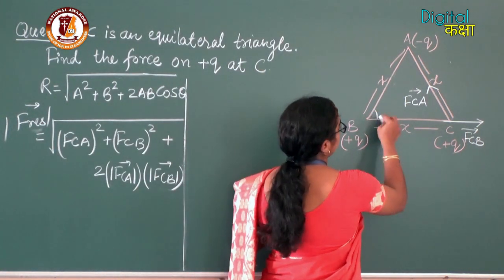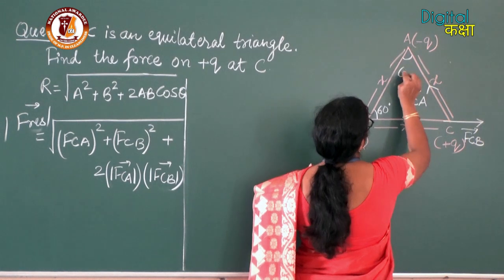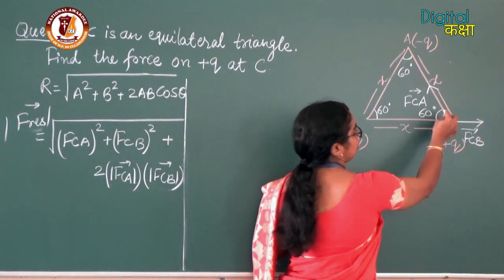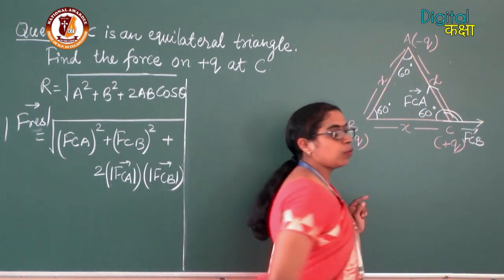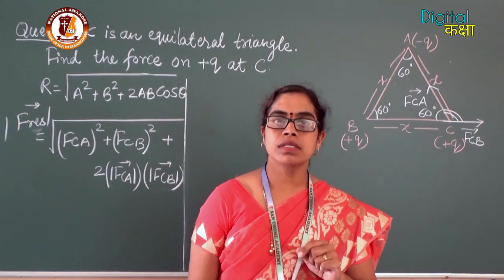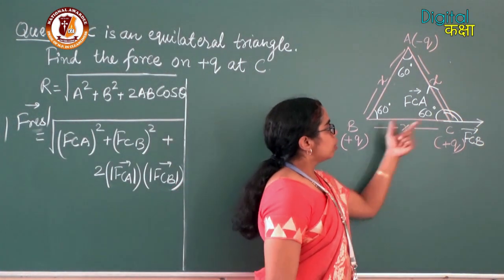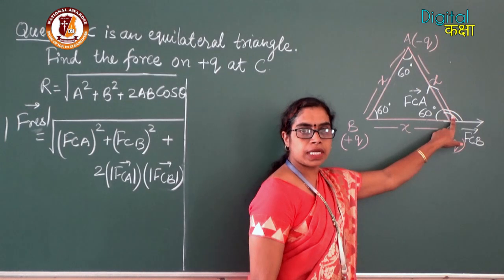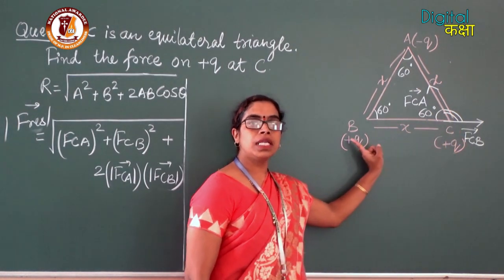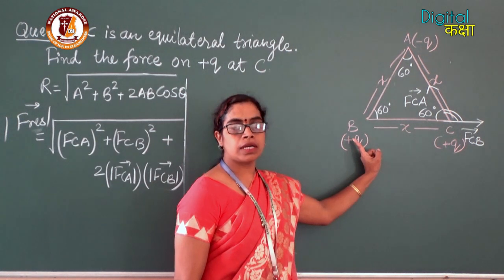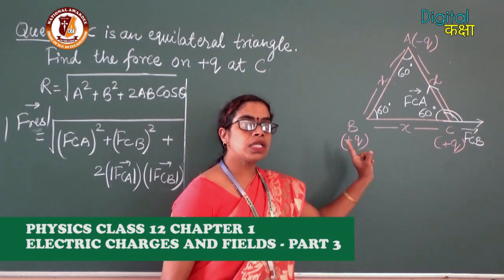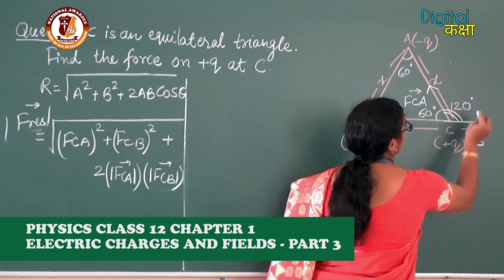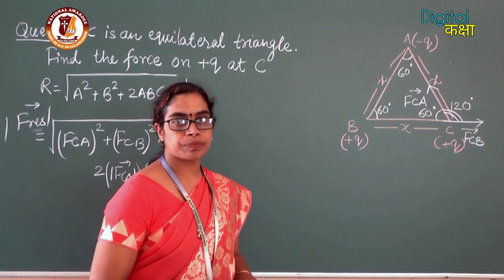Now, in an equilateral triangle, the value of each angle is equal to 60 degrees. Here, this is the angle which we need to find out in order to calculate the resultant between these two forces. The angle 60 degrees which is marked and the angle which is to be calculated both form a linear pair, where the sum of the angles is 180 degrees. So using that property, we can say that the value of this angle will be 120 degrees.